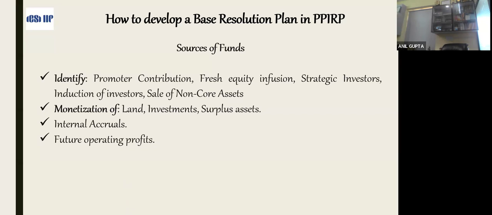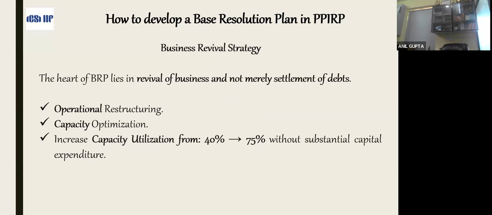Here, the corporate debtor voluntarily makes a request through the resolution professional. No, no, no. You have to pay the total amount. So here, sale of non-core assets, that is also acceptable. Monetization of land, investments, and surplus assets, if at all there are any, sell them, and if those funds are used for company development, then he will be ready. Internal accruals, for that also he is ready. Future operating profits, if they are making huge profits, for that he is ready.